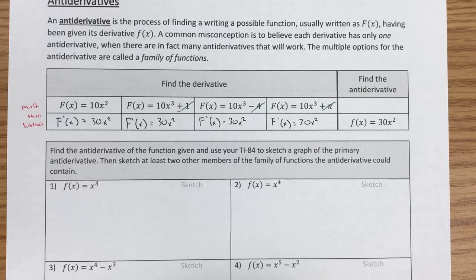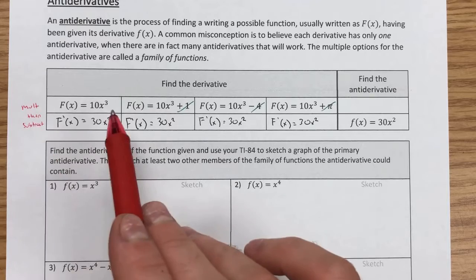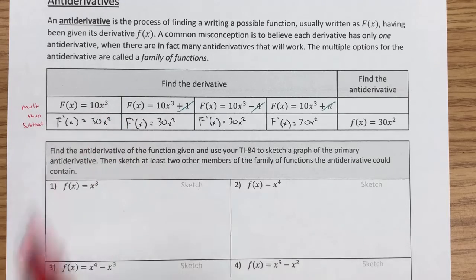So you might ask yourself 2 questions. Well, how do I find it, and how would I do it? Well, if we look at our steps over here, we multiplied power times coefficient and then subtracted 1 from the power. So we're actually going to do that in straight reverse.